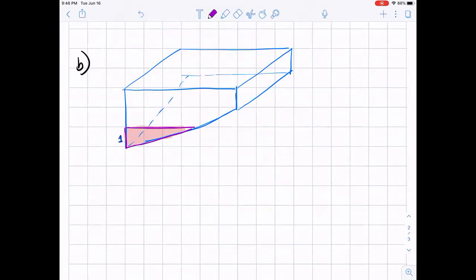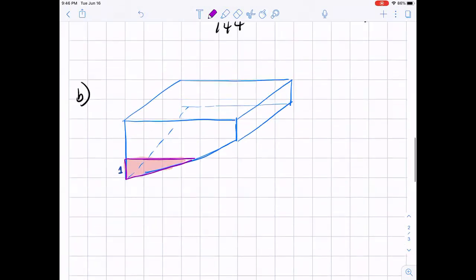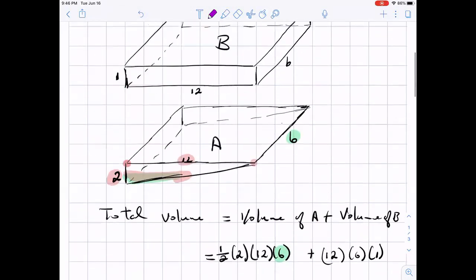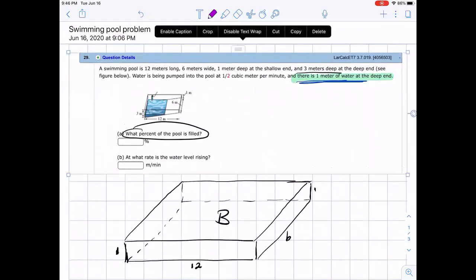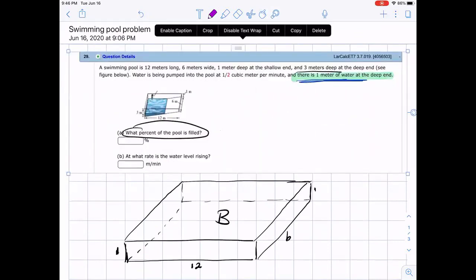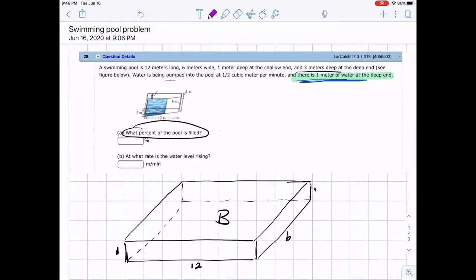So if we look at the, well, I don't want to give away the formula. Let's go back and look at the problem. The problem is giving you a very, very important piece of information. Water is being pumped into the pool, okay? Water is pumped into the pool at 1/2 cubic meter per minute. So what does this really tell you?